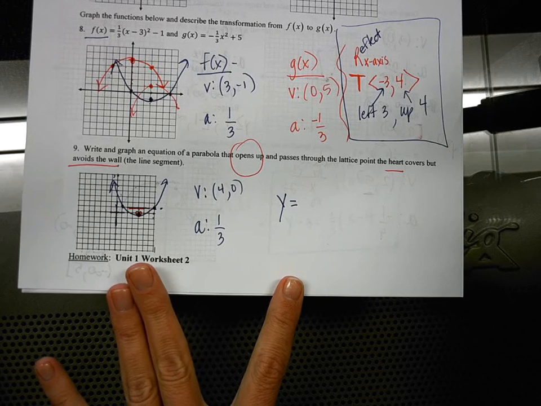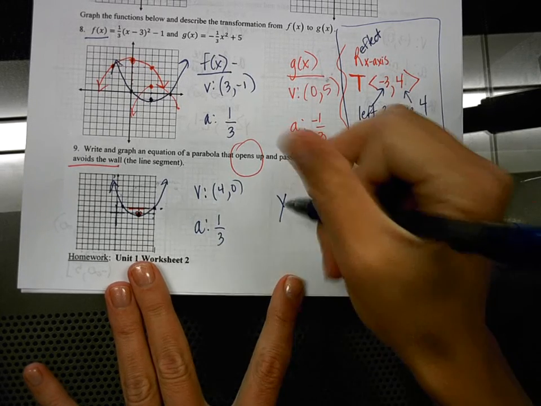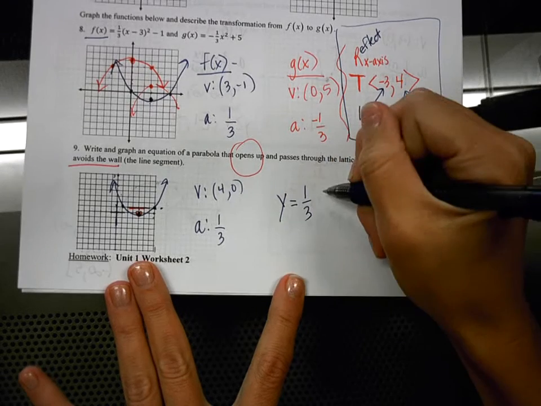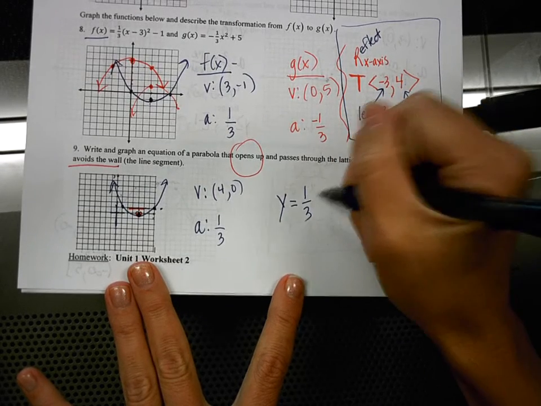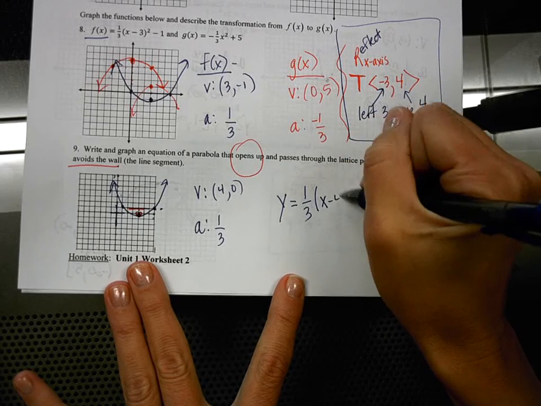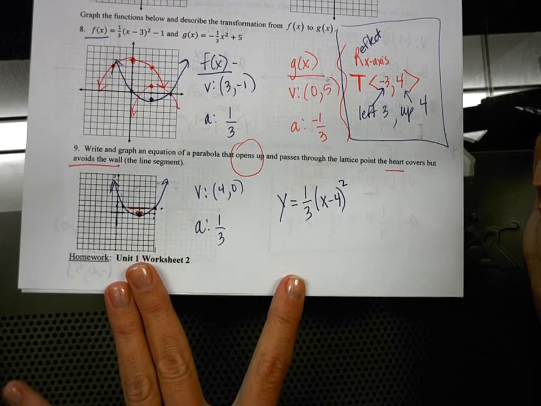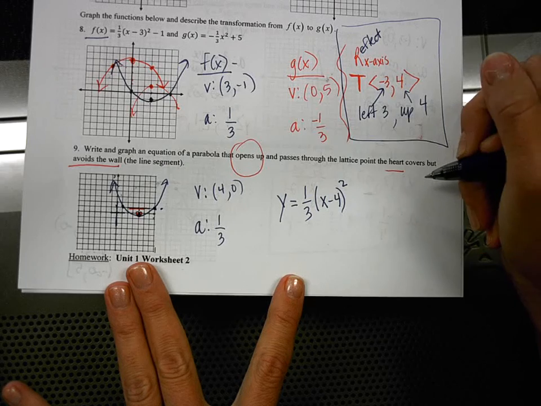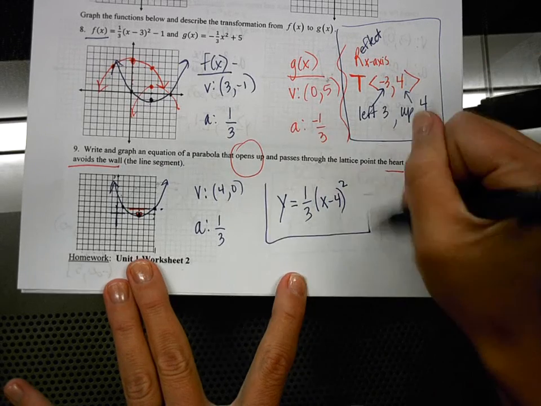What number will go in front? Good. 1/3. Will I need to use parentheses on this one? Yes, and it'll be what inside the parentheses? Good. X minus 4, and don't forget your squared because that's what makes it a parabola. And then do I need to put anything at the end? No. So that would be the equation. Do we have questions?